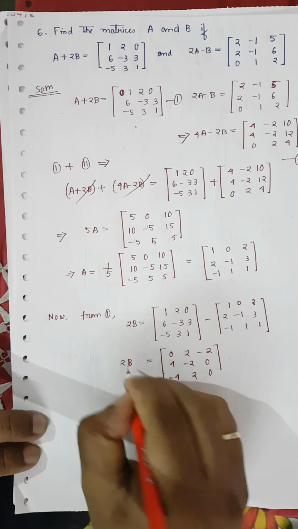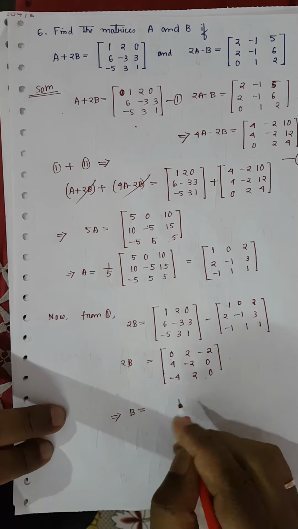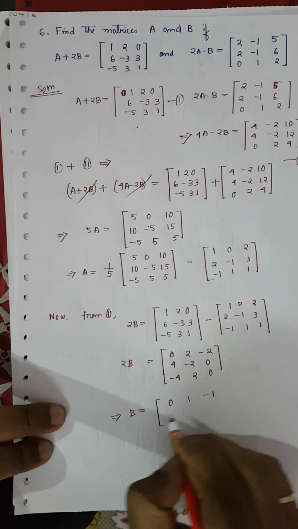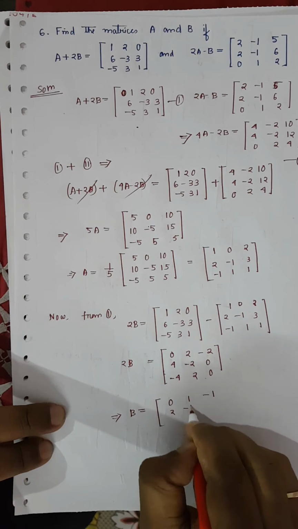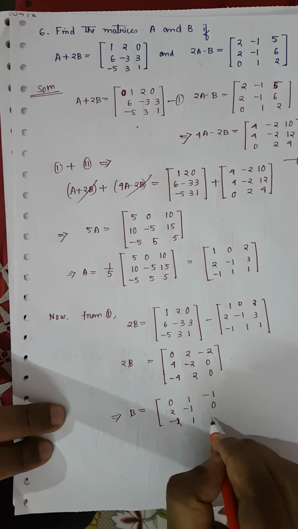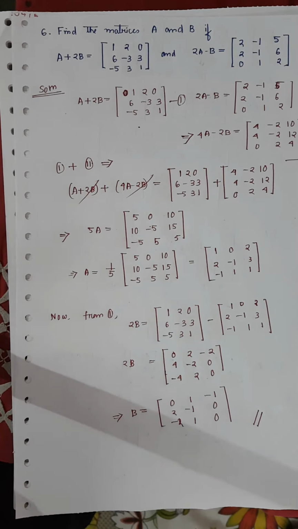So you are getting the value of twice B. How to find B then? Now divide by 2, you will get 0 by 2 is 0, 1, minus 1, 2 by 2 is 1, 0, minus 2, 1, 0. So we have evaluated the values of A and B respectively.